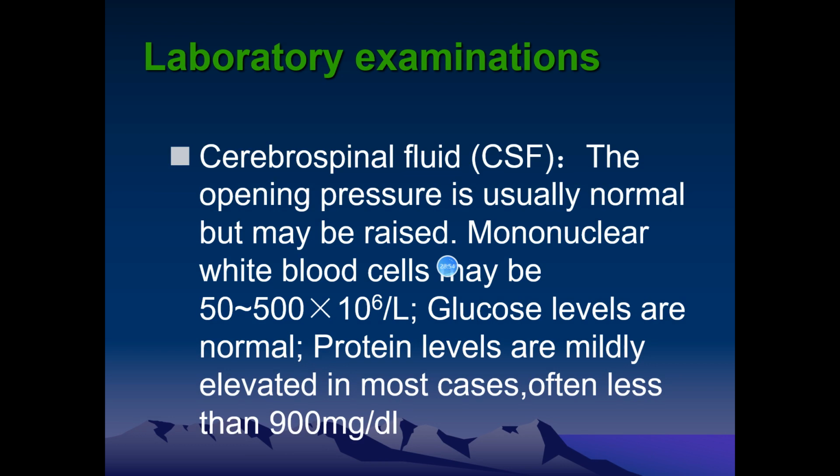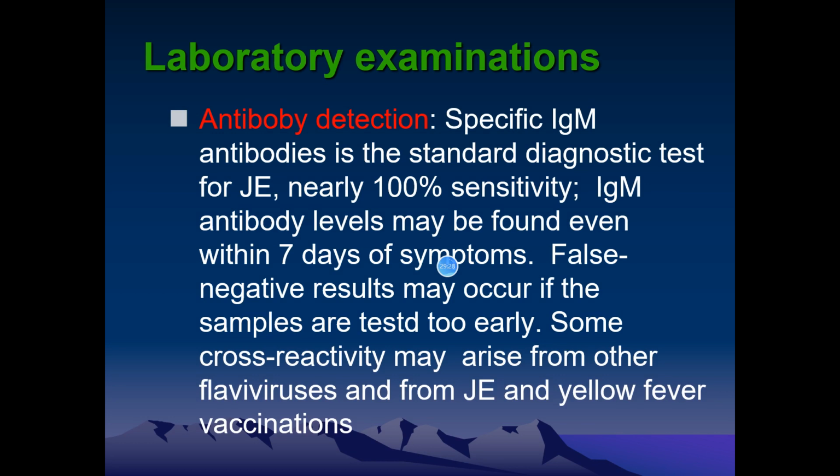Cerebrospinal fluid: the opening pressure is usually normal but may be raised. CSF protein levels are mildly elevated in most cases, often less than 900. CSF glucose levels are often normal. Mononuclear white blood cells may be observed on cell count. The antibody detection: IgM capture ELISA of CSF or serum is a standard diagnostic test for JE. Sensitivity is nearly 100% when both serum and CSF are tested.